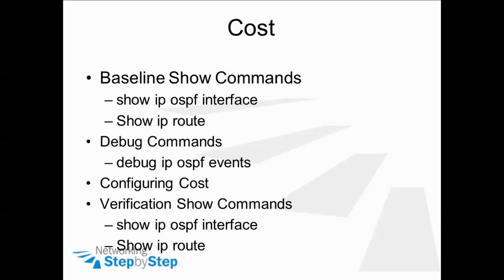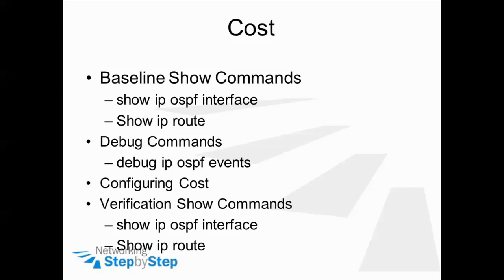In this video cheat sheet, I will be configuring OSPF Cost. I will start off with the baseline show command show IP OSPF interface and show IP route to display interface information related to OSPF. Then I'm going to enable a debug command of debug IP OSPF events to see how things unfold as I configure the OSPF cost.